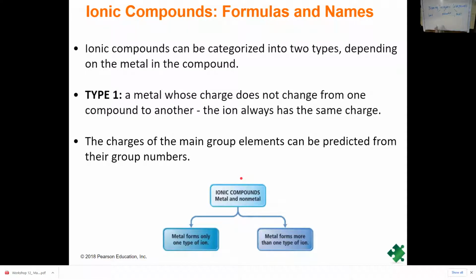There are two types of ionic compounds we're going to look at in particular, type 1 and type 2 ionic compounds. The difference between them is whether or not the metal in that compound has a charge that can change from compound to compound or one that remains constant. A type 1 compound has a metal whose charge will never change. The ion is always going to have the same charge in every form. The charges of the main group elements are usually the ones that don't change, and these charges can be predicted right from the group number.